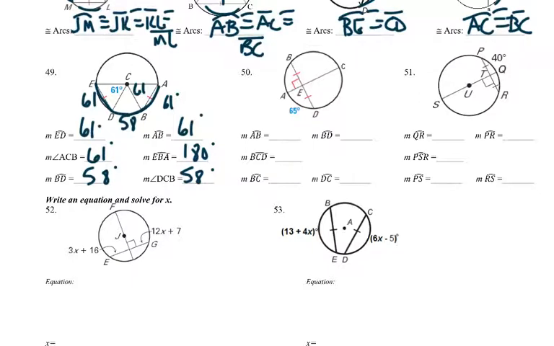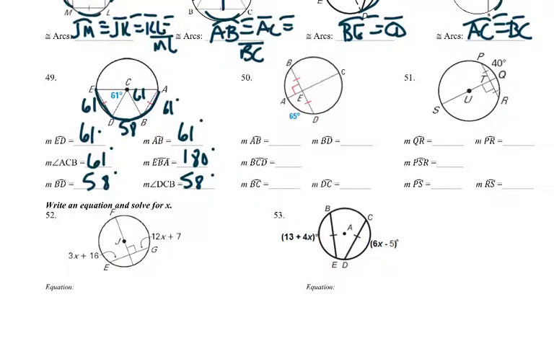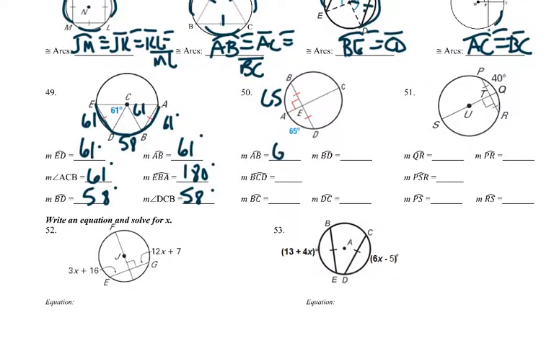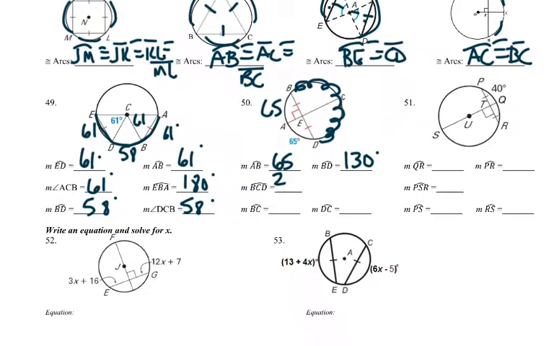Another one where they're equal, so the 65 would match this 65 here. BD then, what's 65 and 65? 130. BCD is then the rest of the circle. 360 minus 130 would be 260. And then if that gets cut in half, that's 130 and 130.